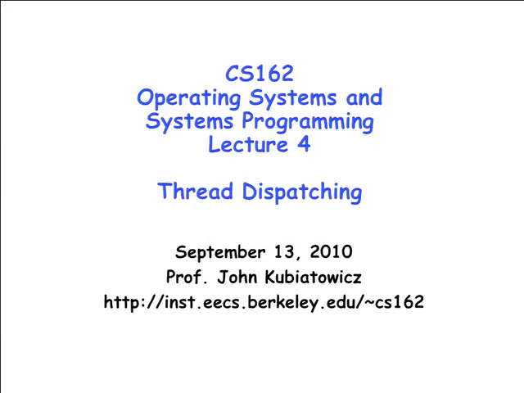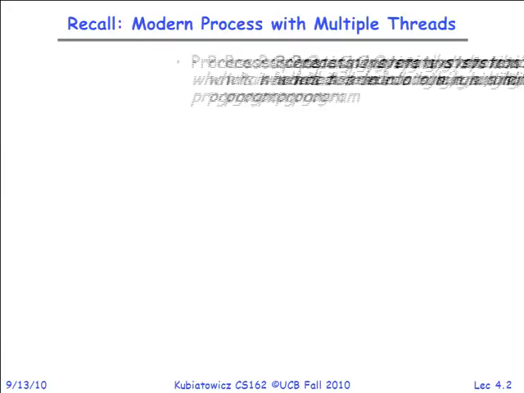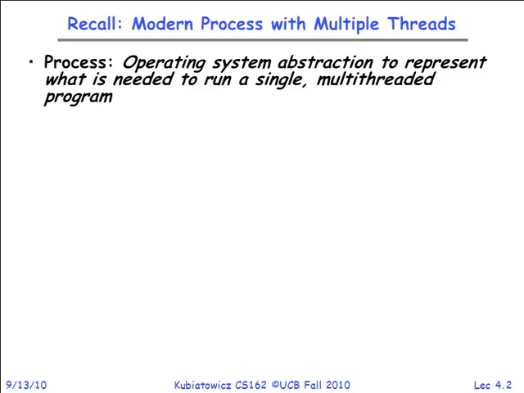So welcome back. Today we're going to continue what we were talking about last time, but let me remind you a little bit about what we were talking about. We introduced the process notion last time, and a process basically is an operating system abstraction that we're going to be using from this point on to represent what's needed to run a single multi-threaded program. We said there were two parts to that.